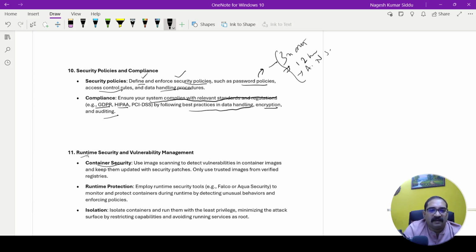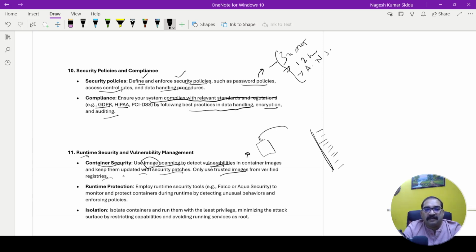So let's see container level security. Use image scanning to detect vulnerabilities in container images. These are Docker containers, right? Once we package an application, we call it an image, and this image can be scanned to detect if there are any vulnerabilities. Vulnerabilities are like a set of attacks we already know, which are predefined, and against this list we verify our microservices image or our application image. Keep these images updated with security patches. Only use trusted images from verified registries.